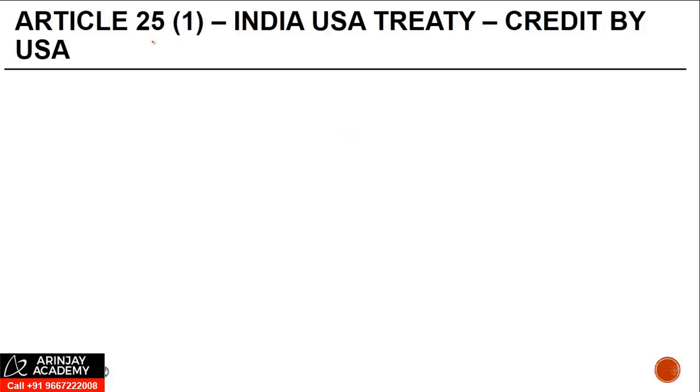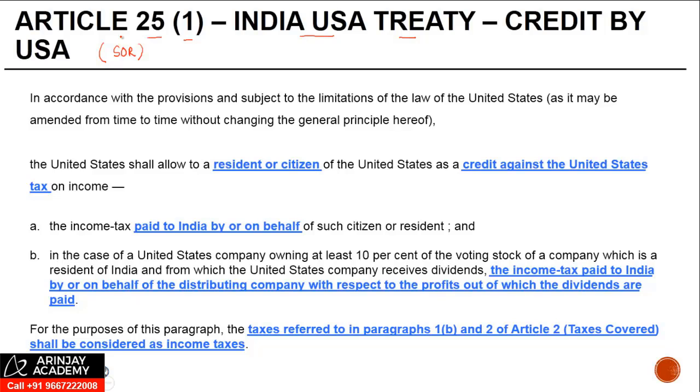Let us now look at Article 25, Paragraph 1 of the India-USA Treaty, and this deals with credit by United States of America. Now, for the purpose of our discussion, we are going to assume that United States of America is the state of residence. In accordance with the provisions and subject to the limitations of the law of the United States, as it may be amended from time to time without changing the general principle hereof.